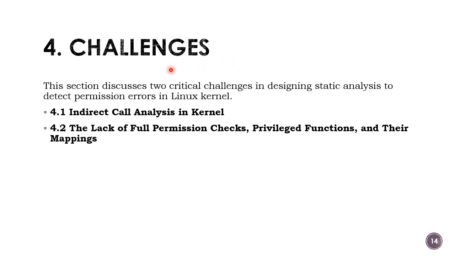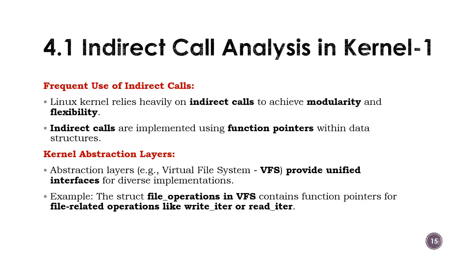Next, in chapter 4, we will introduce some challenges when this paper tries to detect the permission check errors in the Linux kernel. The main two issues are, the first one, indirect code analysis in the kernel, and the second one is the lack of full permission checks, privilege functions, and their mappings between these two.